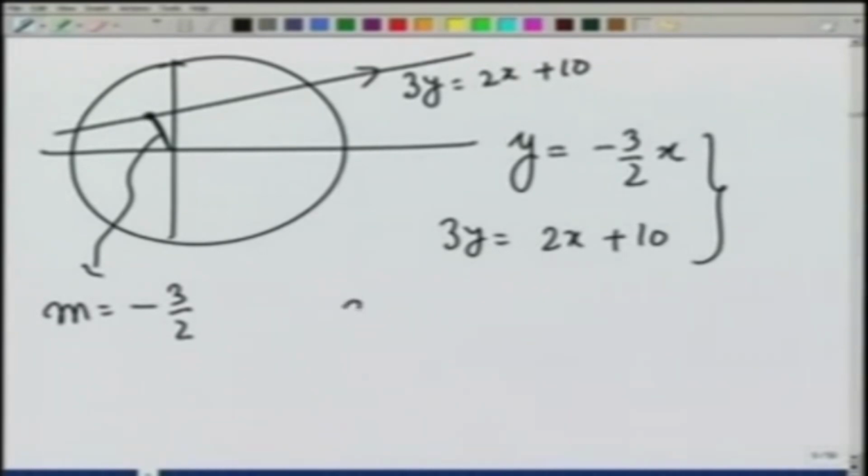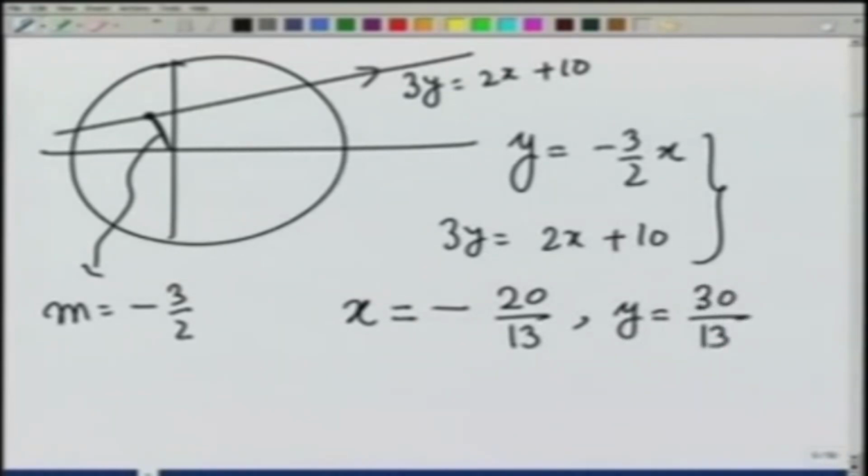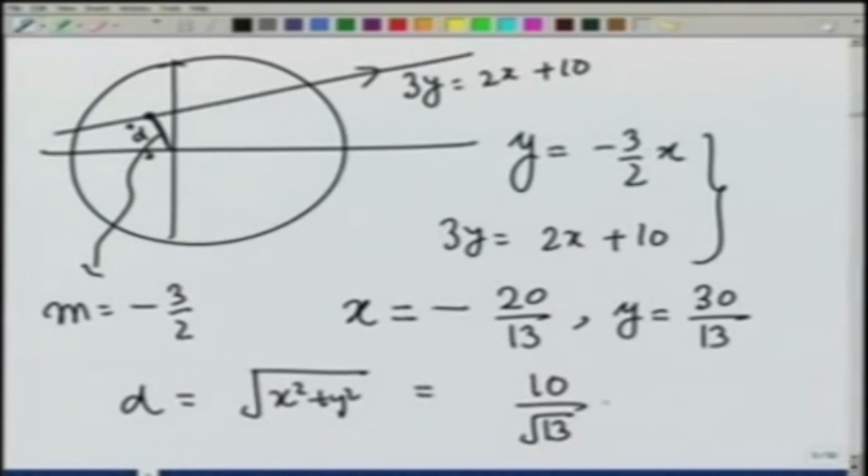You work it out and you will find that x comes out to be equal to minus 20 over 13 and y comes out to be equal to 30 over 13. And therefore, this distance d perpendicular from the origin or the axis of rotation to the force line is going to be equal to square root of x square plus y square, which will be equal to 10 over root 13 meters. So, we have F, we have d, and therefore, the moment can be found out.